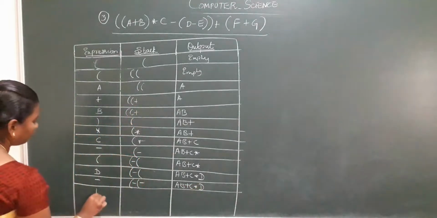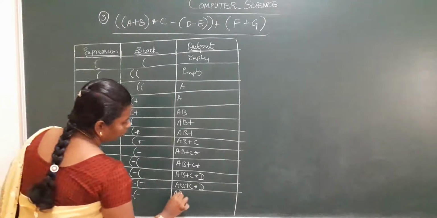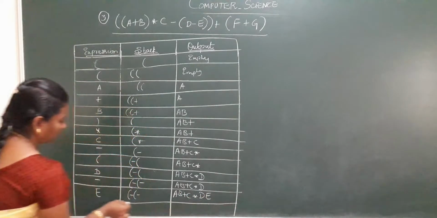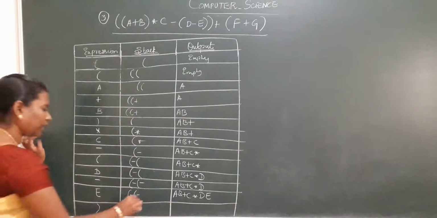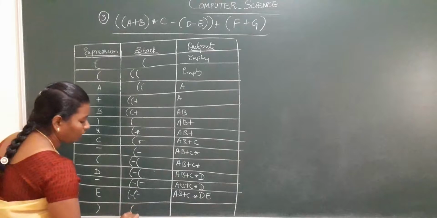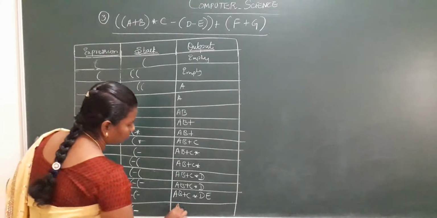Next I have E. E again will go to your output. Next I have a closing bracket. So when I have a closing bracket, this opening and closing will get cancelled. So what will be popped out? Only minus will be popped out. Again one more minus and opening brace will be there in your stack.